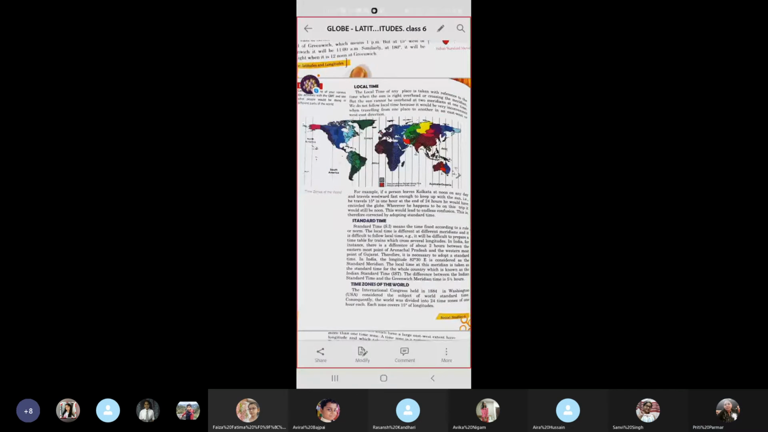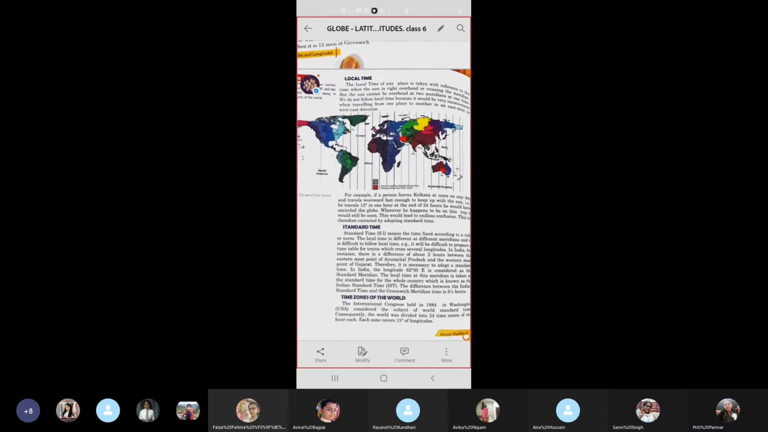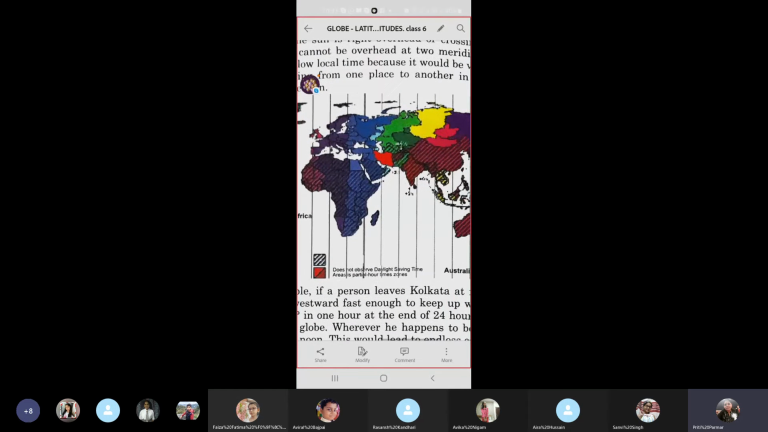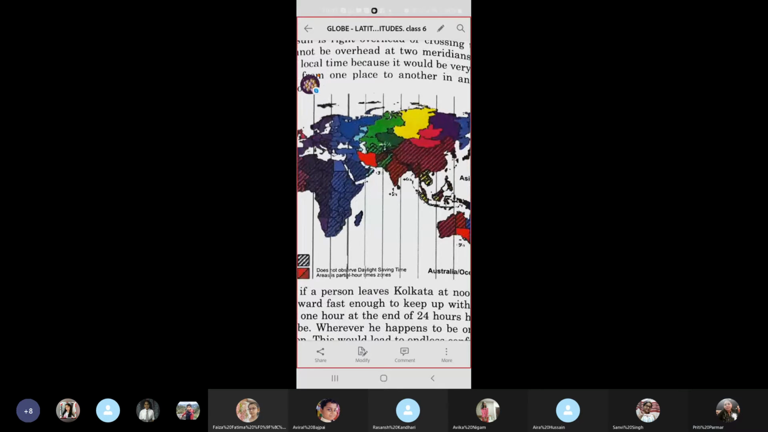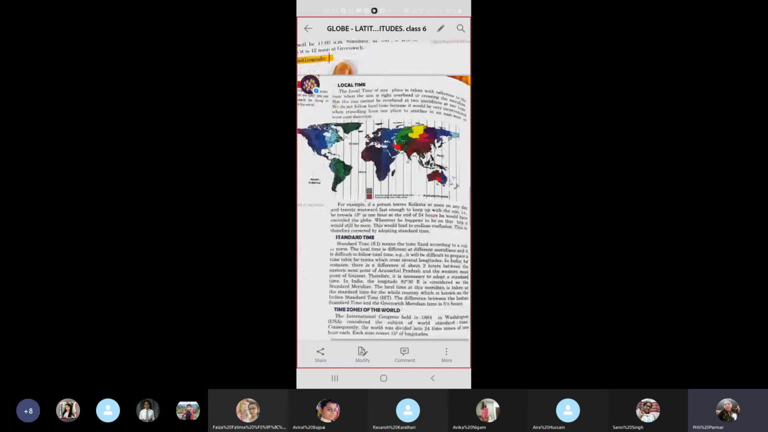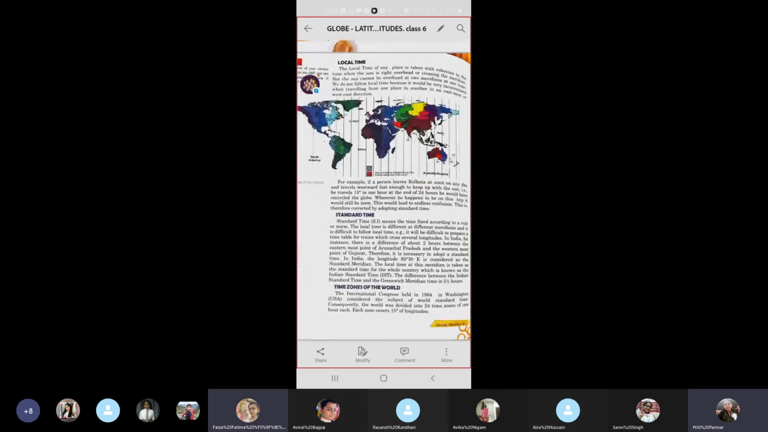India is ahead of Greenwich time because India lies in the eastern part. You all can see here, if this is the prime meridian, India lies ahead of Greenwich. Is this much clear to each one of you? Five and a half hours ahead of Greenwich. Did you get it now?